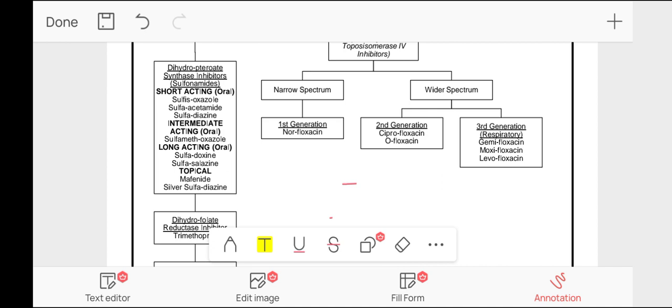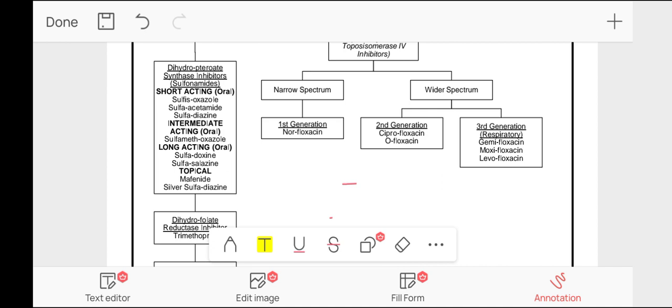Also, changes in the sensitivity of the target enzyme are established as a resistance mechanism, through mutation in the quinolone resistance-determining region of the DNA gyrase A gene. This gene encodes DNA gyrase. So this is also a mechanism of resistance in many other microorganisms.